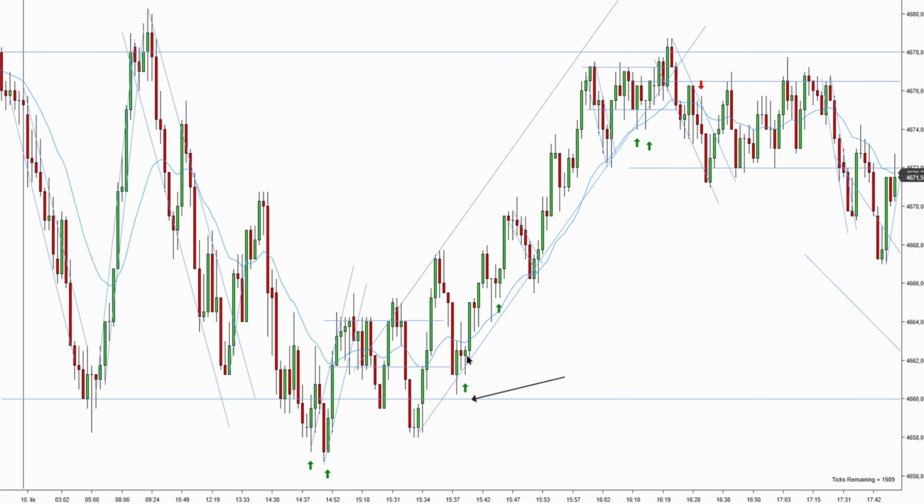Also, the second entry short is a two-legged pullback, but in the wrong direction. So this is a new low, first entry short, second entry short. You get a combination of two high probability setups working on your side, in your favor. And the market took off working higher.